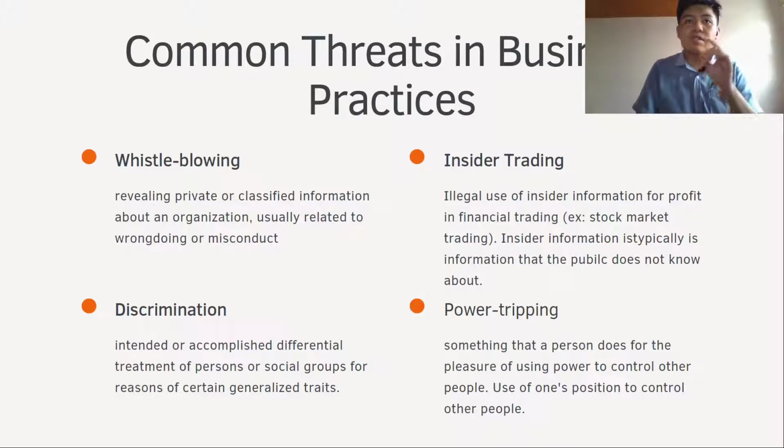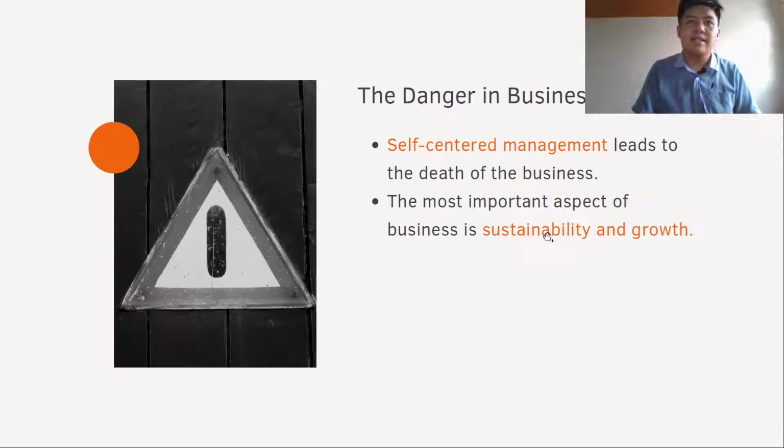Power tripping is using your position or using your power to control other people. So you use your position so that you can influence them to do what you want or to have control over them. So these are the four main common threats in business practices.